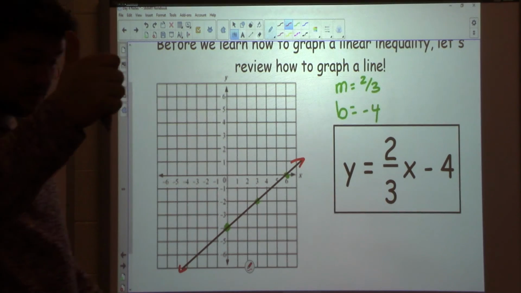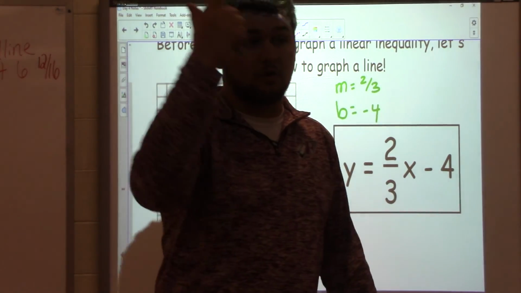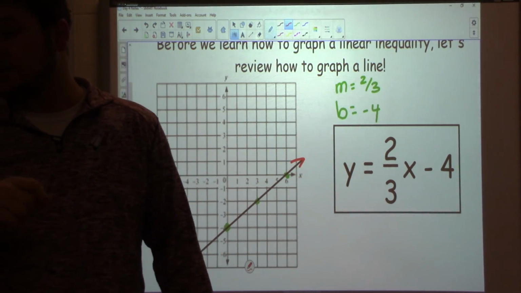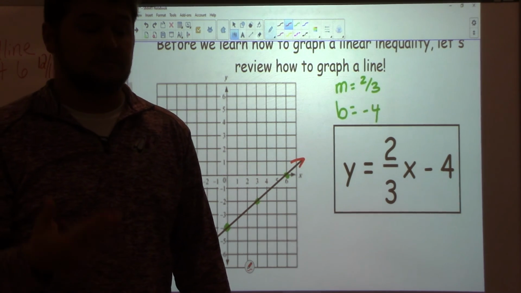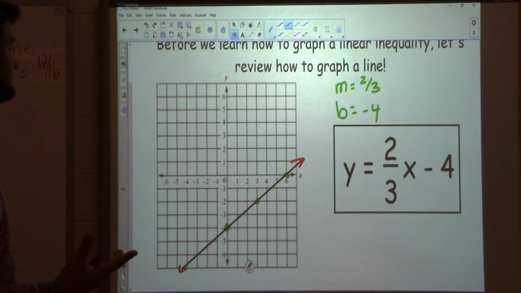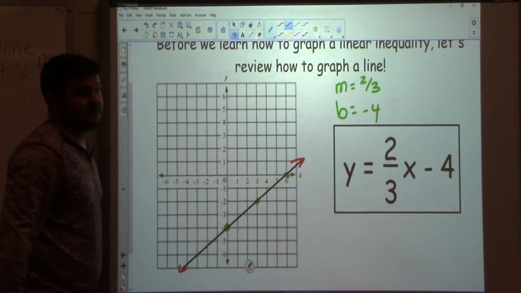You need to be straight, so use a straight edge. It needs to go through that whole graph. It needs to get to both sides. And it needs to have arrows. Those are my big rules of graphs. Any questions on graphing a line?